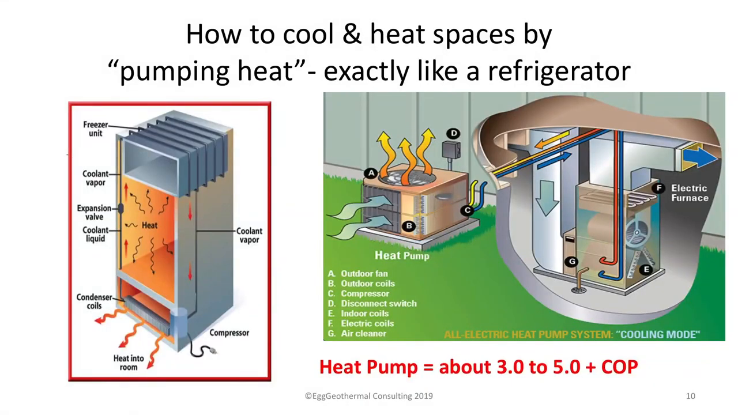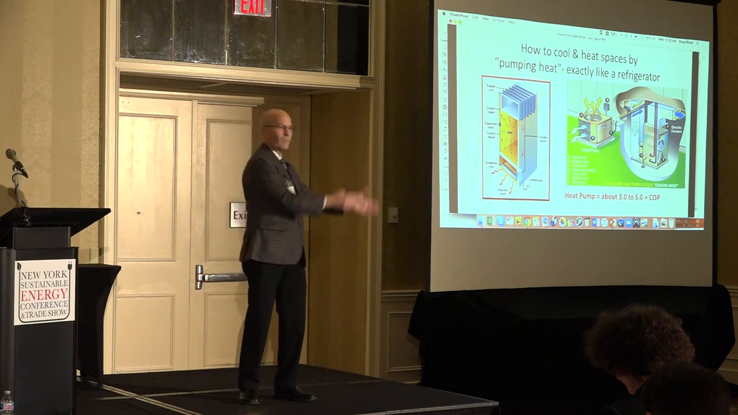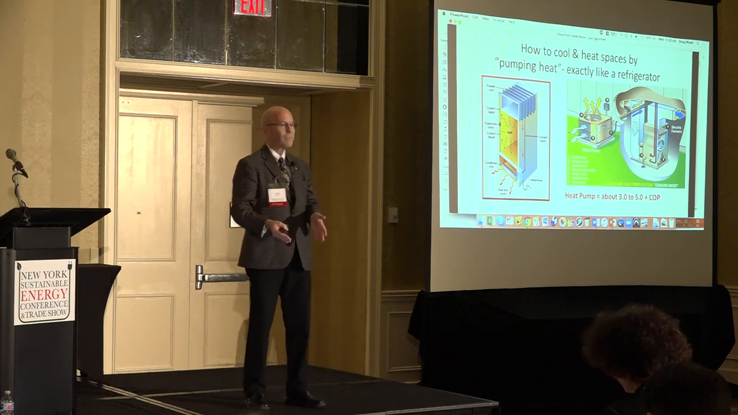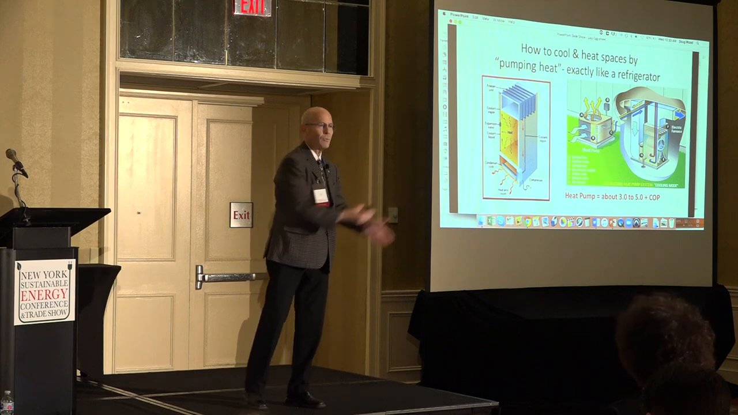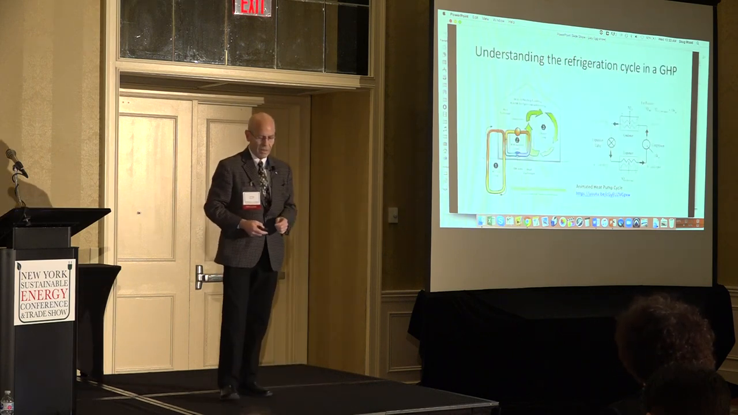When you have a heat pump in your house, a standard split system, you're pumping heat out of the house through a condenser outside. It's operating exactly like a refrigerator. Reversing that, it can pump heat from the outside back into the house, or if this refrigerator was operating as a hot box, it would be pumping heat into the space.